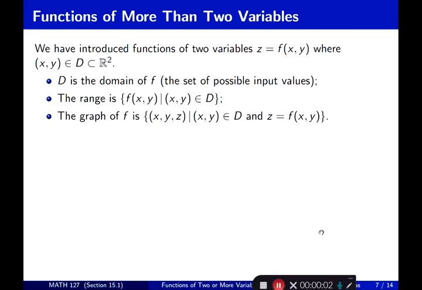We're continuing section 15.1, functions of more than two variables. We introduced functions of two variables, z equal to f of x and y, where x and y were in D, and D is a subset of R2. D is the domain of f, the set of all possible input values. The range is f of x and y, where x and y belong to D.